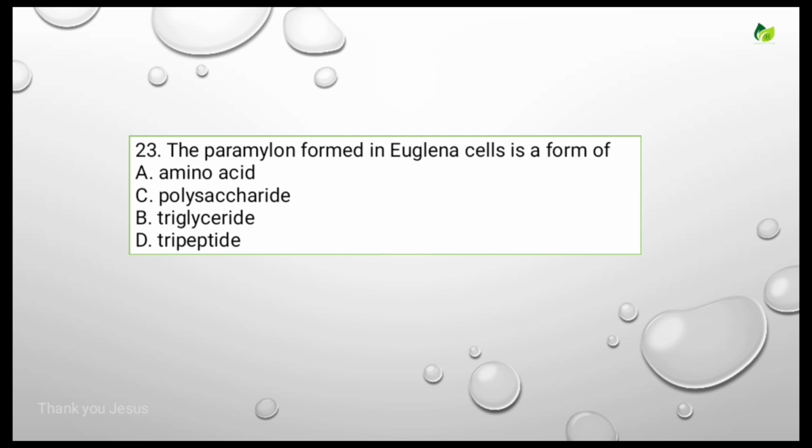The paramylon formed in Euglena cells is a form of. Options are amino acid, polysaccharide, triglyceride, tripeptide. So it's a polysaccharide.